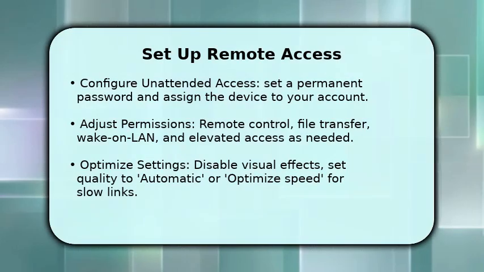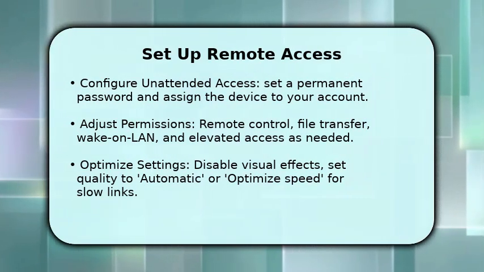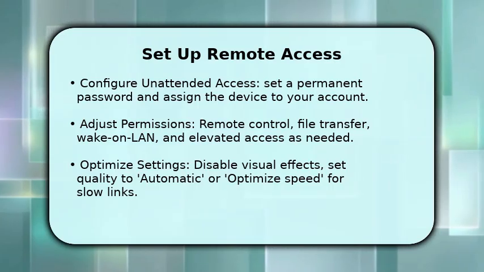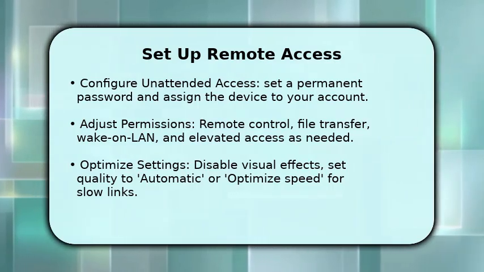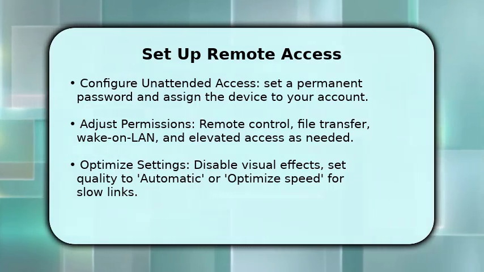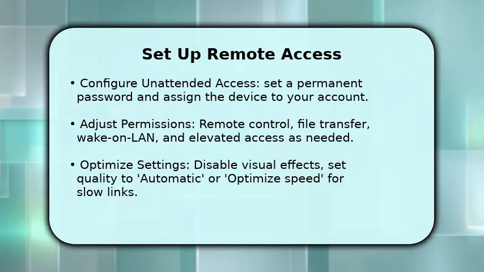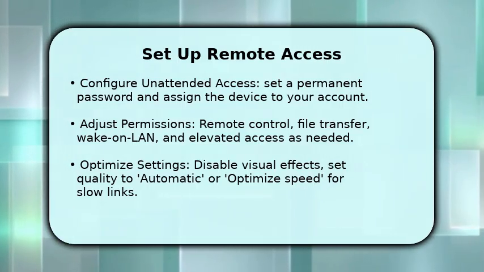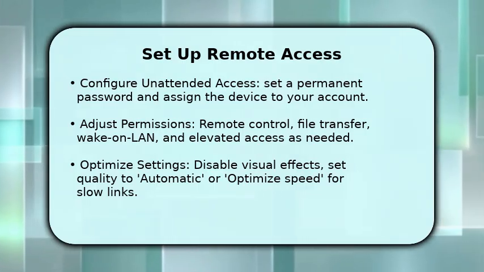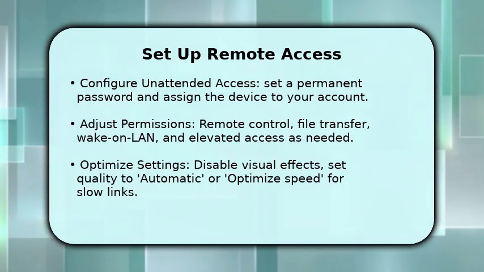You now configure remote access and fine-tune the middle steps. Set unattended access with a permanent strong password and assign the machine to your TeamViewer account so you can connect anytime. Then, adjust permissions, allow remote control, file transfer, and enable Wake-on-LAN if you need to start sleeping devices.